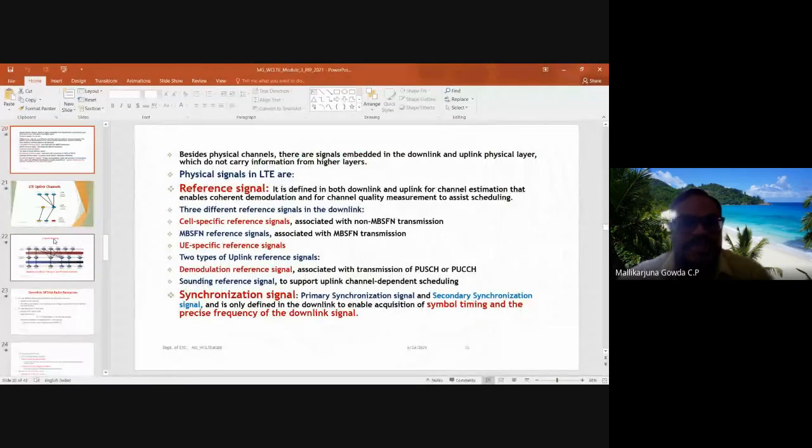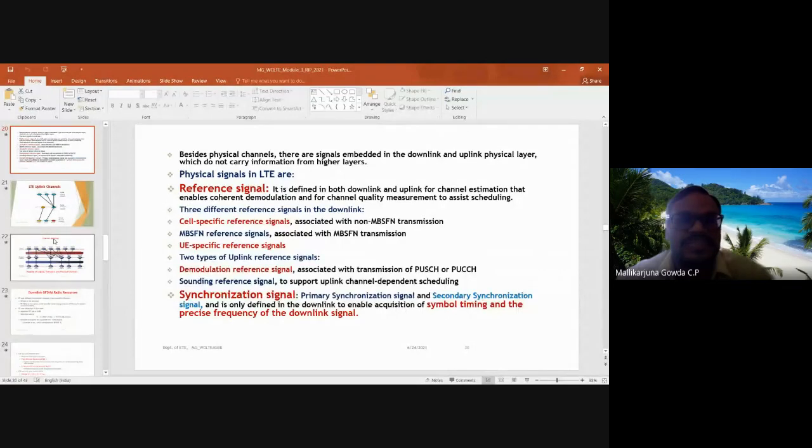I was telling about these three different reference signals in the downlink. What are those? Cell specific reference signal, MBSFN reference signal, then user equipment, that is UE specific reference signal. So these are the three different reference signals in the downlink. What are the two reference signals in the uplink? One is the demodulation reference signal. Second one is the sounding reference signal. If you don't catch up on all these things now, in upcoming lectures you will be hearing all these words again and again. That is why I stressed these things here.